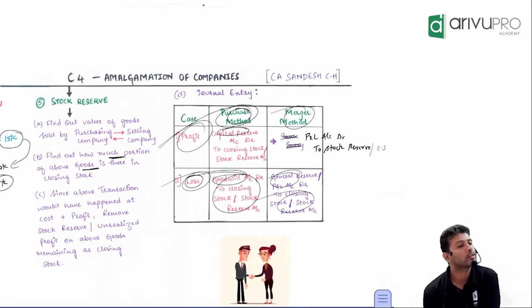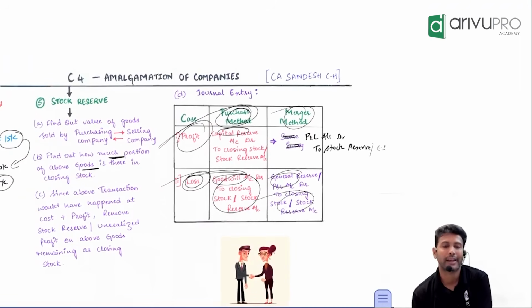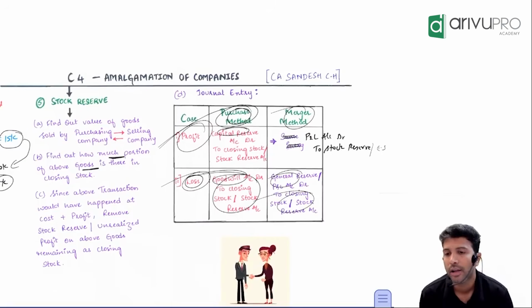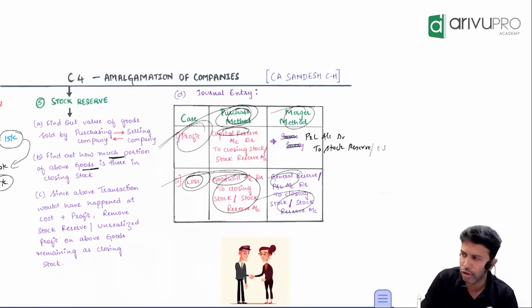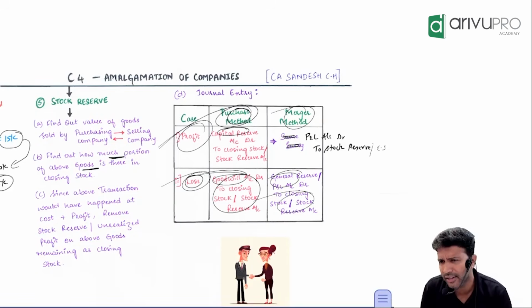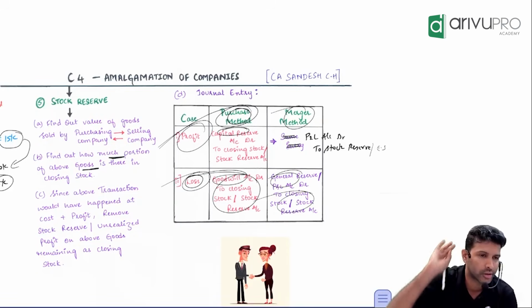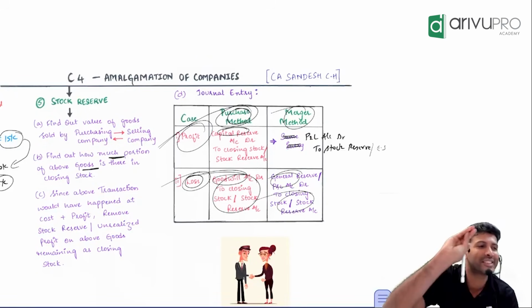This is the concept of stock reserve. Again, it is a common concept. It can come under the merger method or the purchase method. Okay, if you have understood this, I don't think you need to touch upon any question. You know the entry. It is just that you'll have to fill out the amount. One question will still deal with this adjustment, but just say.